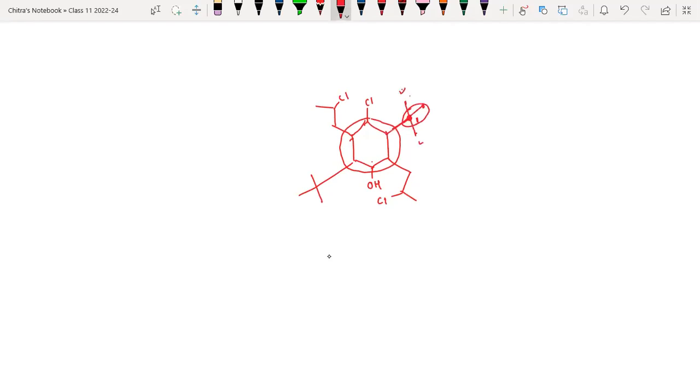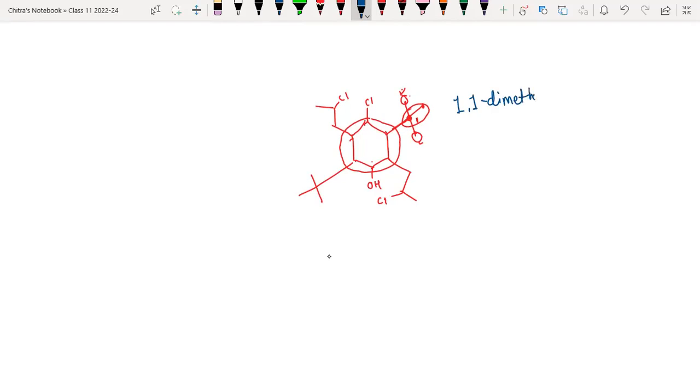Now we have to write the name for that. See, these are two methyl groups. Both are methyl groups, and they are attached on 1 here. So for those we can write 1. Then the second is again attached on 1. So it is 1, 1 dimethyl.